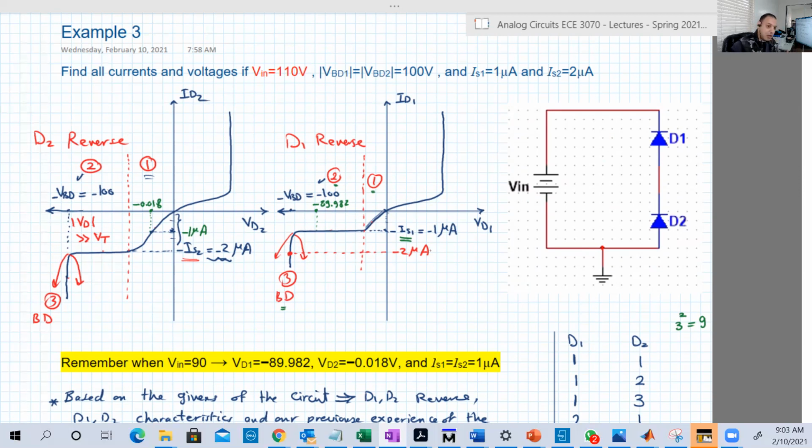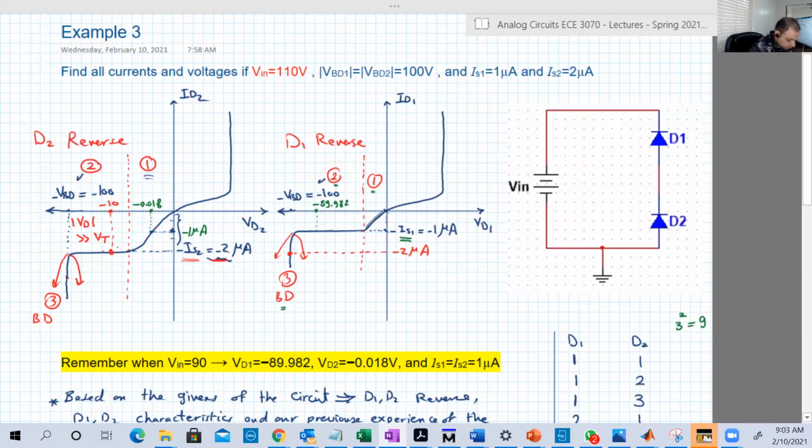Okay, because in breakdown the current starts to increase more than its previous value in region 2, which is IS1 for D1, of course. And for diode 2, we are operating in region 2. So the current is minus 2 microamperes, and the voltage is minus 10, something like here.